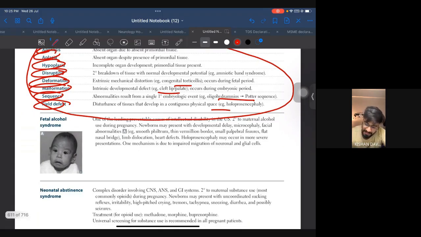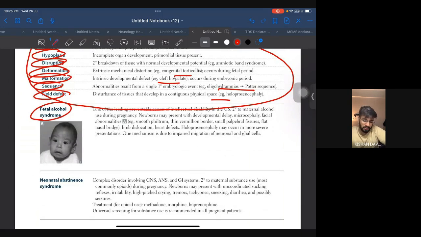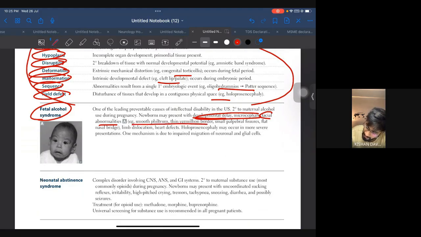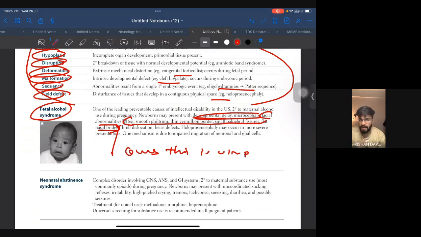Okay, fetal alcohol syndrome. Whenever there is fetal alcohol syndrome, always look for two, three things. First one, developmental delay and microcephaly. Second is facial abnormality: smooth philtrum, thin vermilion border, small palpebral fissure, flat nasal bridge. Any one of these they will give you in the question, and this is very important. They will actually describe any one of them. Holoprosencephaly may also occur. So you have to remember these.